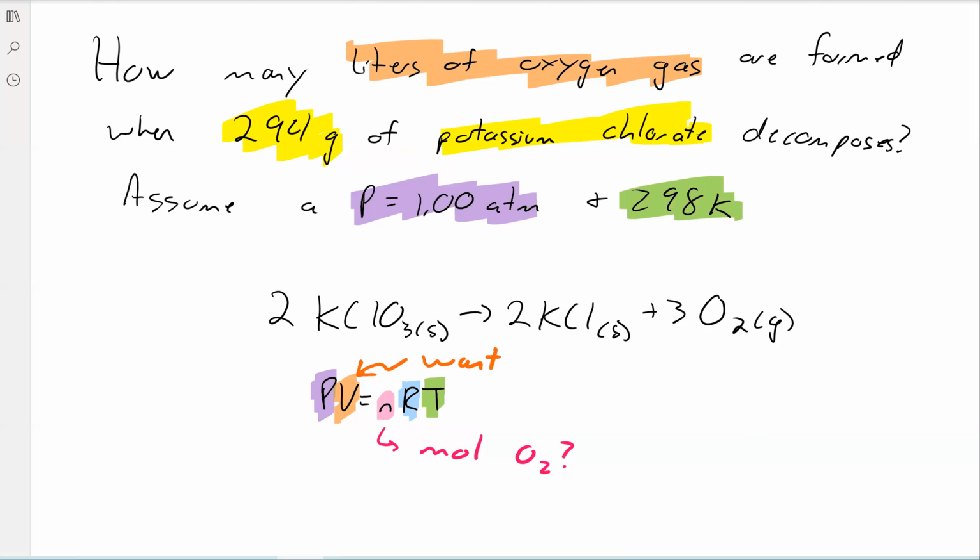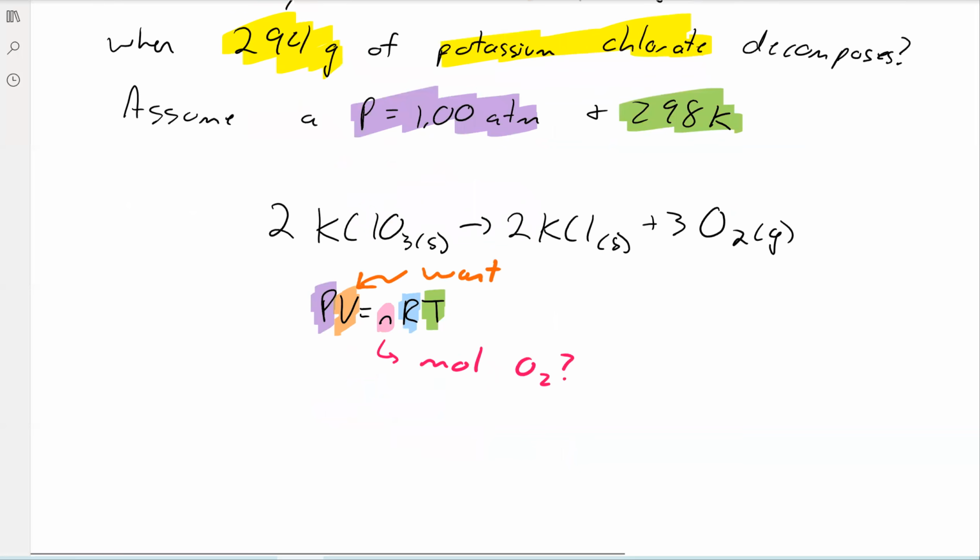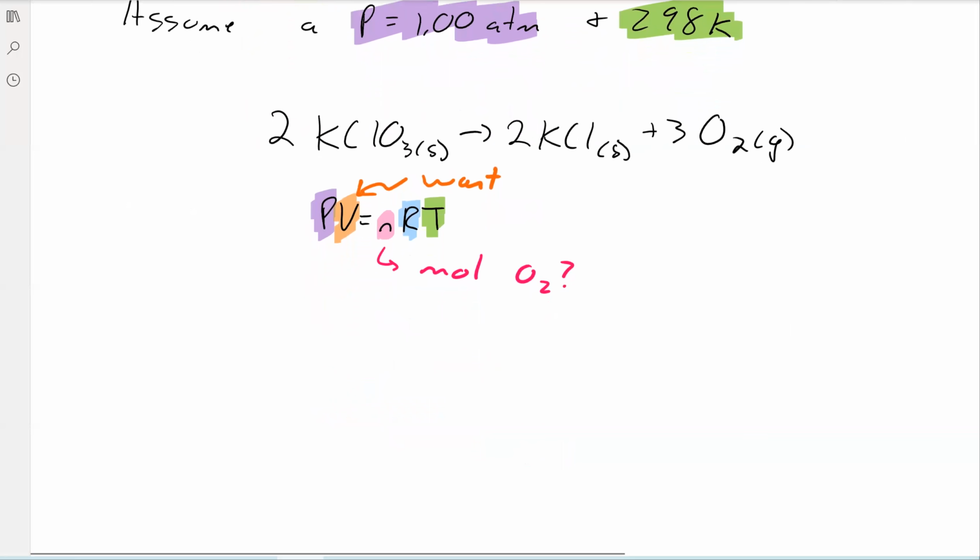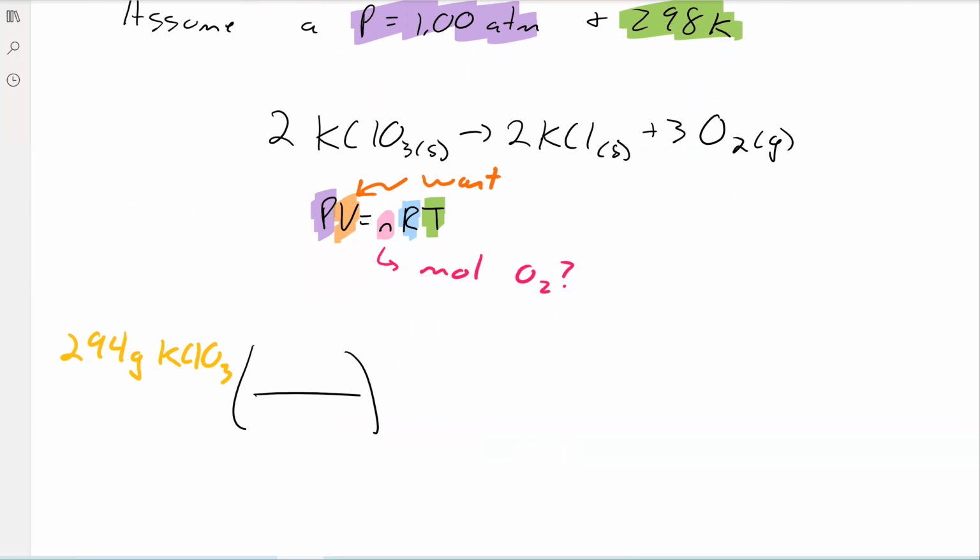And again, this is stoichiometry. So we have 294 grams of potassium chlorate. Almost any time that we're given grams, we want to go to moles using the molar mass of the compound. In this case, the molar mass of potassium chlorate is 122.55 grams per mole. My grams goes down on the bottom, so grams cancel out. Note that if you're given moles in the beginning, don't go to grams.